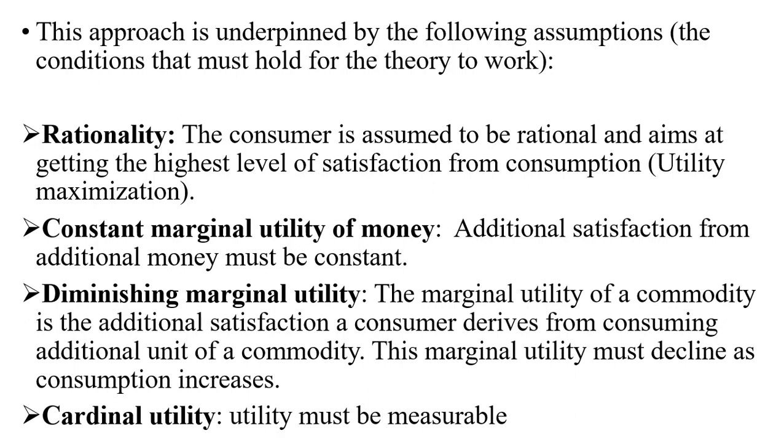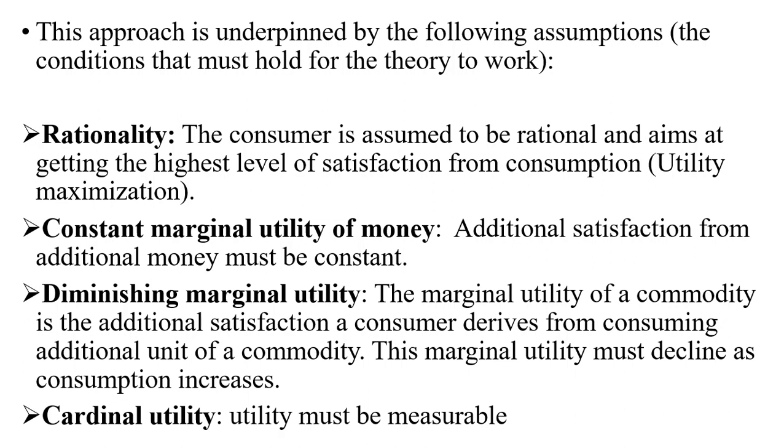Then the next one is diminishing marginal utility. Diminishing marginal utility simply means that as we increase the consumption of a commodity, the additional satisfaction we derive from consuming the commodity diminishes with time. It reduces. For instance, if you go and buy a ball of kenkey, the satisfaction you derive from consuming the first ball of kenkey is not the same as the satisfaction you get if you take an extra ball of kenkey.